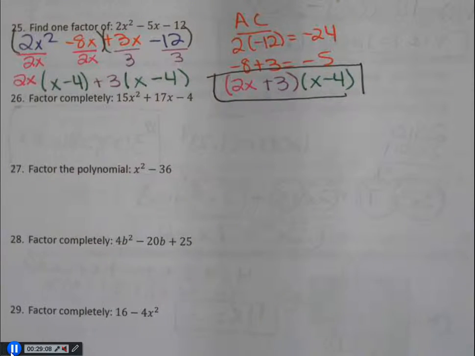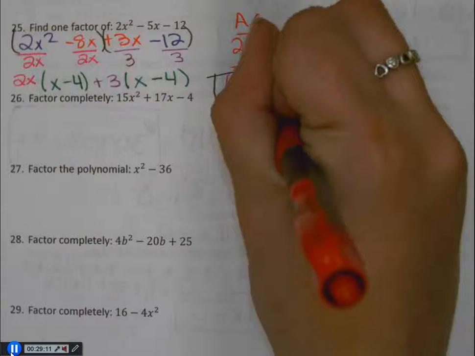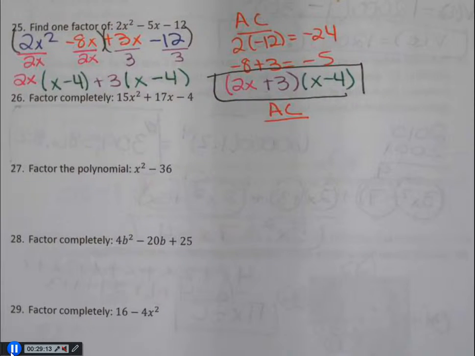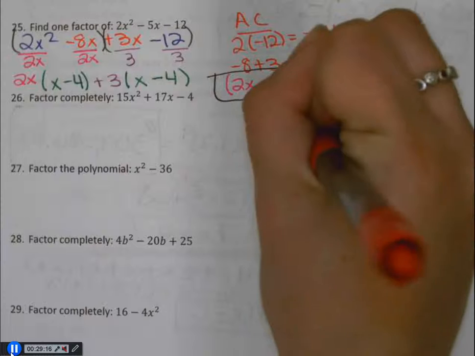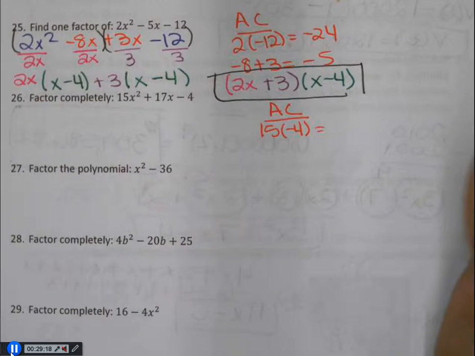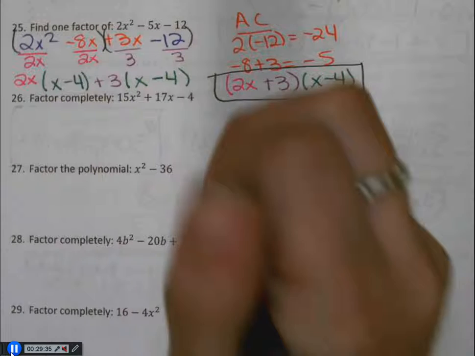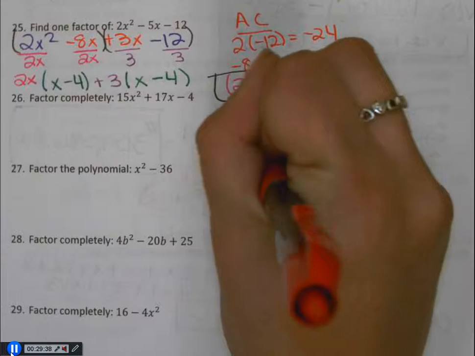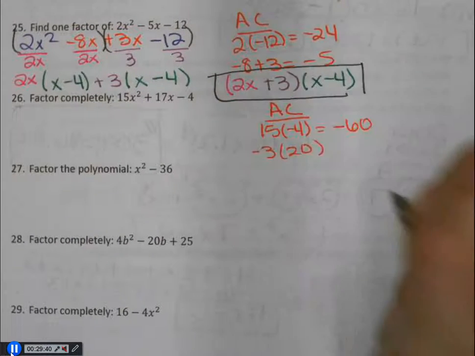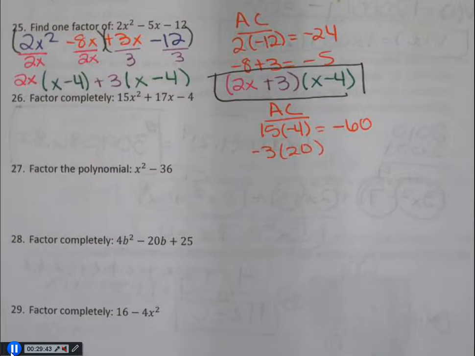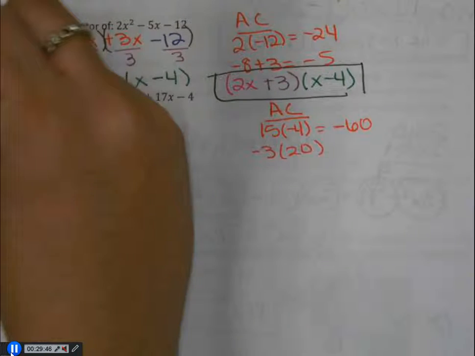Okay, I'm going to do the same thing for number 26. So I'm going to find AC. 15 times negative 4 is negative 60. What multiplies to negative 60 that adds to 17? Nope. Negative 3 and positive 20 multiply to negative 60 and add to positive 17. So I'm going to split this up.